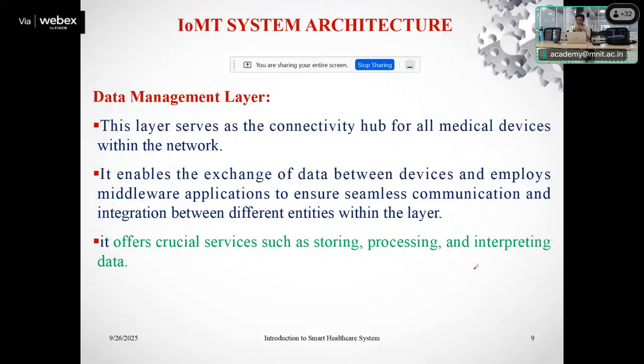So I can consider multiple parameters and derive a particular decision. It enables the exchange of data between the device and the middleware application to ensure seamless connection and integration among the various entities inside this layer. So this is a very crucial layer in your Internet of Medical Things, where you can store, process and interpret the data very easily.